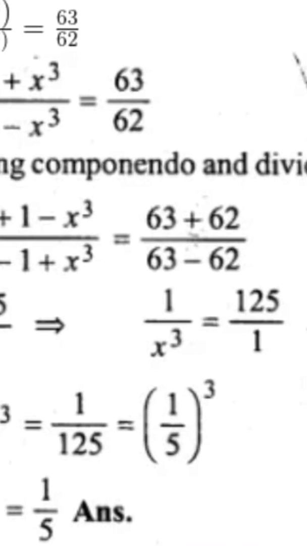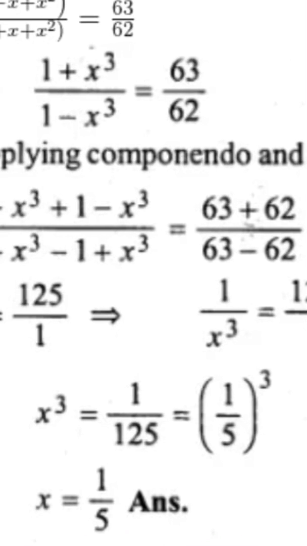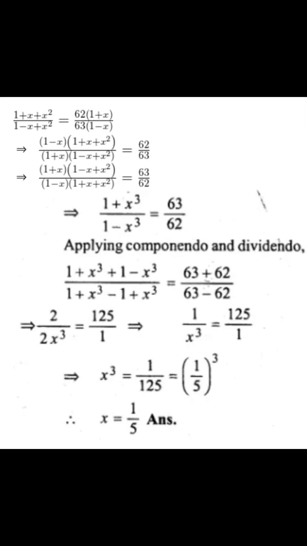Now let's take the reciprocal, because ultimately we have to reach the value of x. So if we take the reciprocal, we get x cube is equal to 1 upon 125, which can be written as 1 upon 5 whole cube. I am taking cube root on both sides. What I get as a result is x is equal to 1 upon 5. So this was the next question. I hope this is clear. You are almost complete. Let's take the next question now.